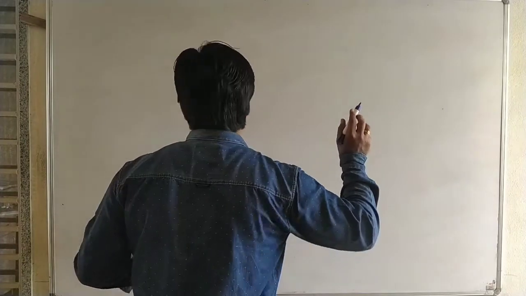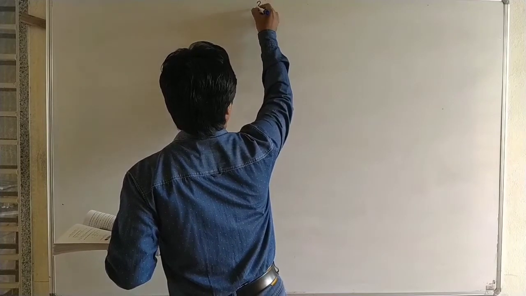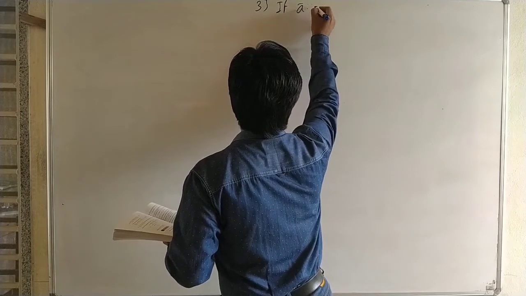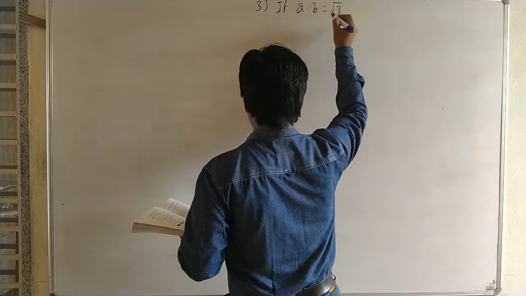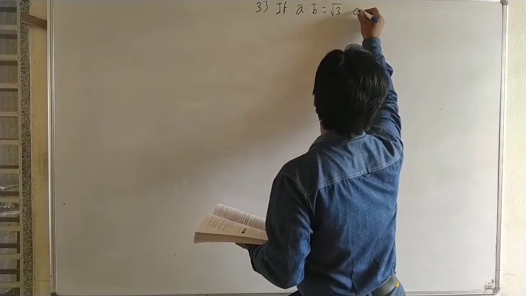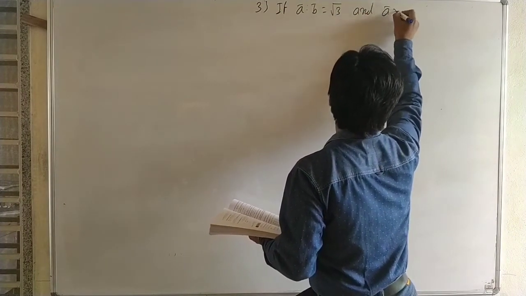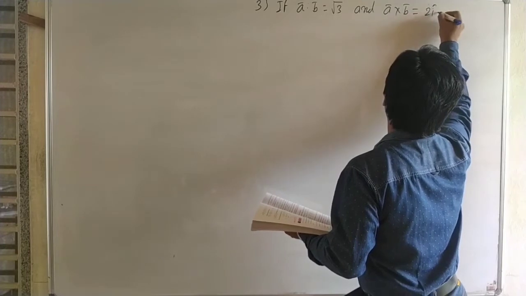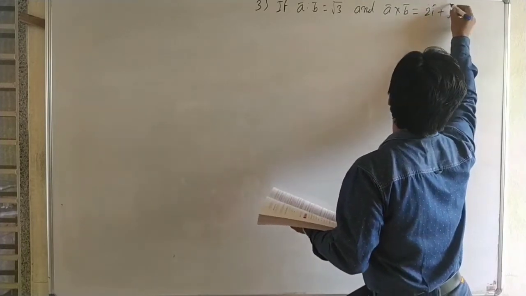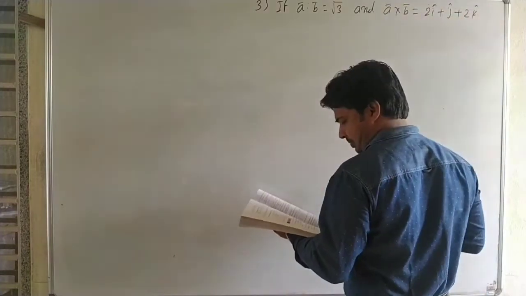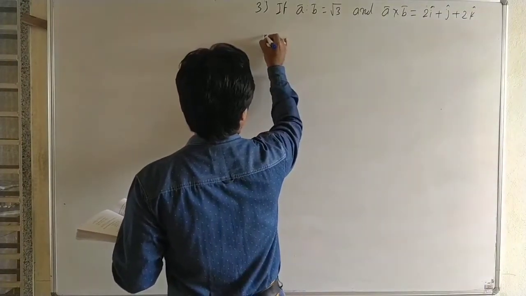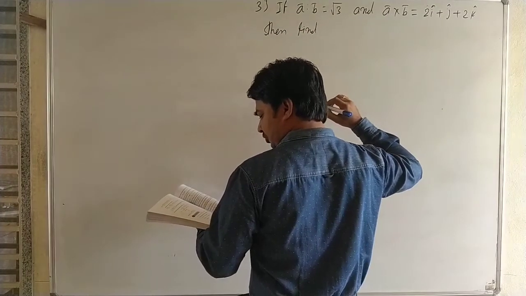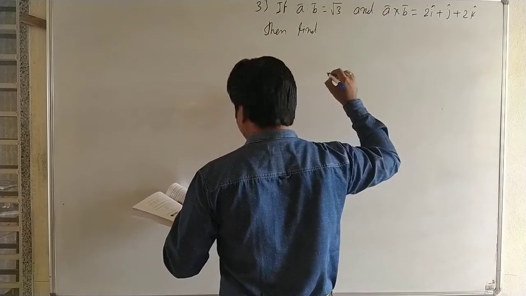Now the third example of exercise 5.3: if a bar dot b bar is equal to under root 3 and a bar cross b bar is equal to 2i cap plus j cap plus 2k cap, then find the angle between a bar and b bar.